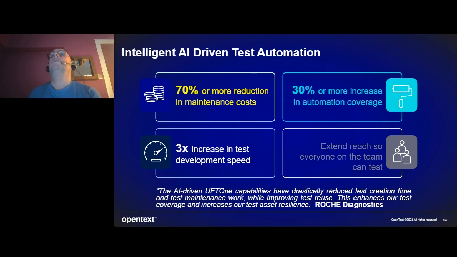So what can it do for us? Just as an example from real live case studies, 70% reduction in maintenance costs, 30% increase in automation, 3 times better increase in test development speed, but importantly, we can extend the reach now of test automation so everyone in the team can test. And we've got a case study we can share if there's interest from a customer that's using UFT AI.